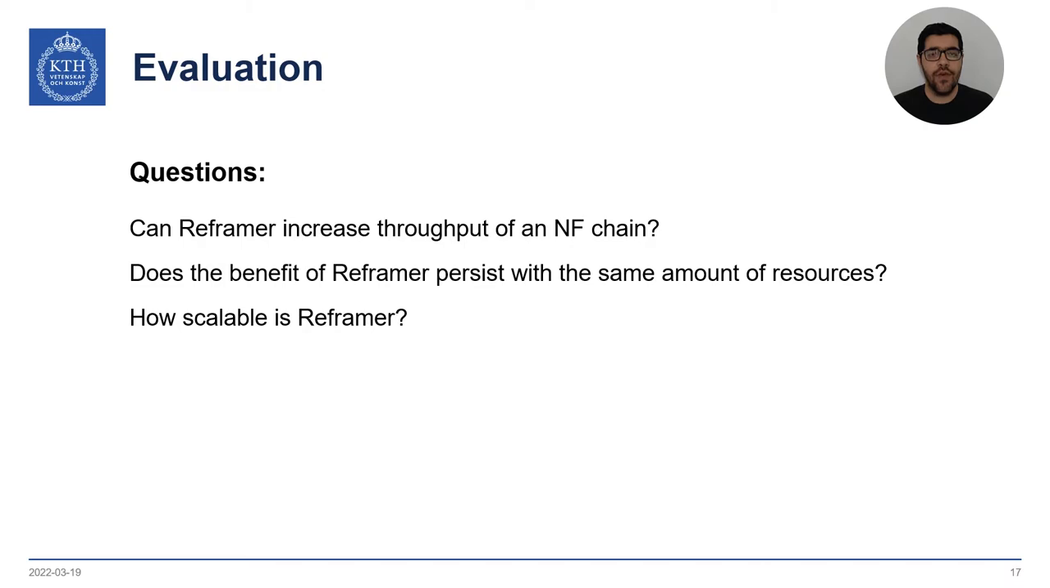First, can Reframer increase the throughput of an NF chain, and if yes, how much? Second, does the benefit persist with the same amount of resources? And finally, what are the characteristics of Reframer and how scalable is it?